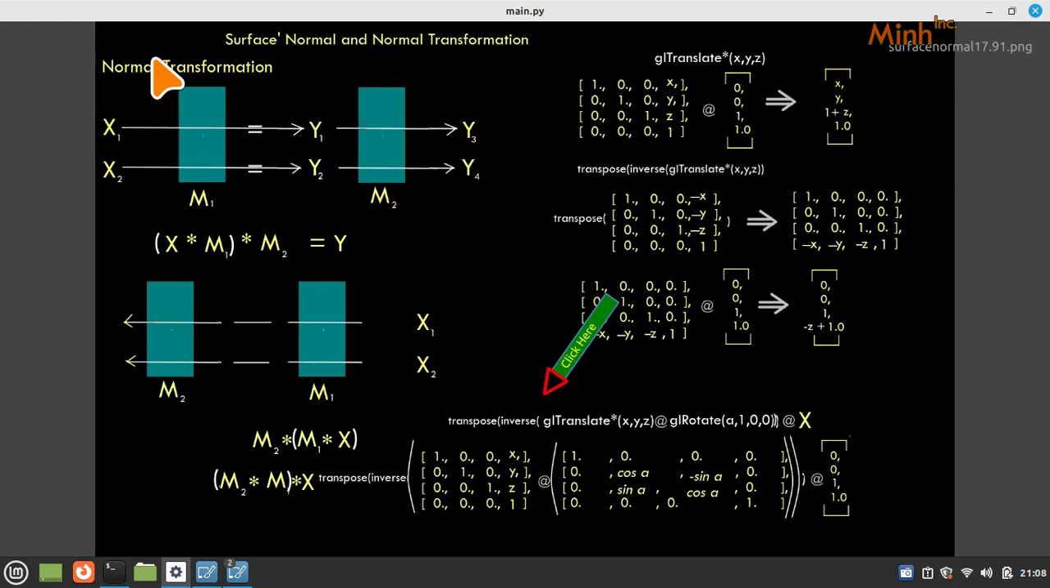Okay, so now I have two matrices, M1 and M2. M1 and M2 constitute a matrix. We are trying to get the transpose and inverse of M1 and M2. So if the input is transformed by M1 into M2, then how much would the normal get transformed? That is nothing but the transpose and inverse of these two multiplied.